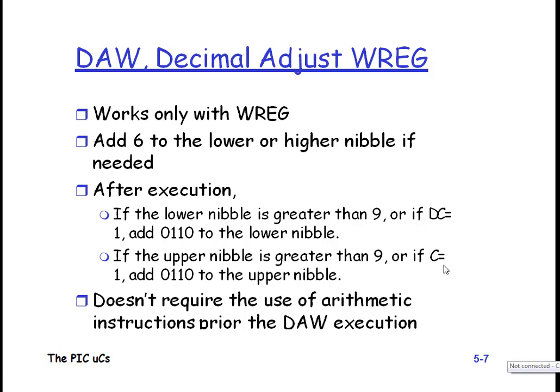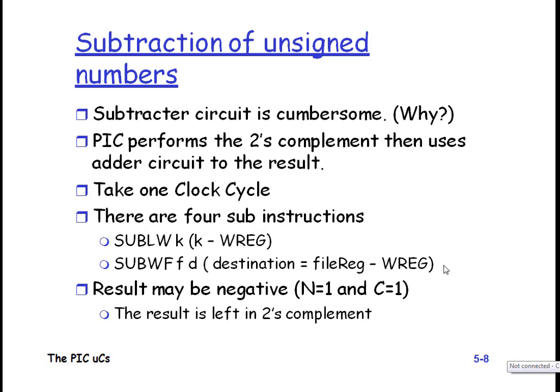Undefined means the states which are not mentioned in BCD coding. So after execution, if the lower nibble is greater than 9, or if the digit carry DC is equal to 1, then add the number 0110, which is equivalent to 6, to the lower nibble. If the upper nibble is greater than 9, or if the carry is equal to 1, then add 0110 to the upper nibble. So it doesn't require the use of arithmetic instructions prior to the execution.